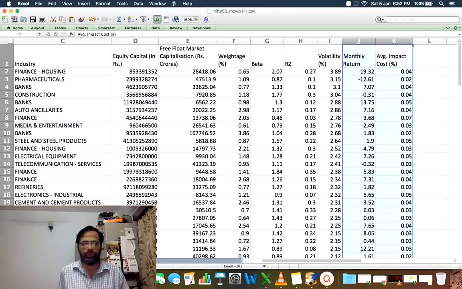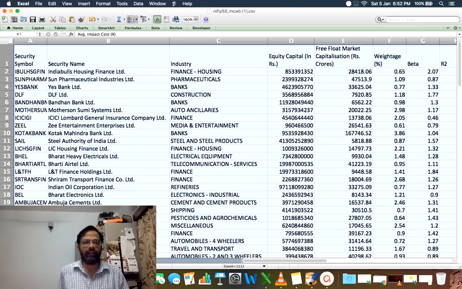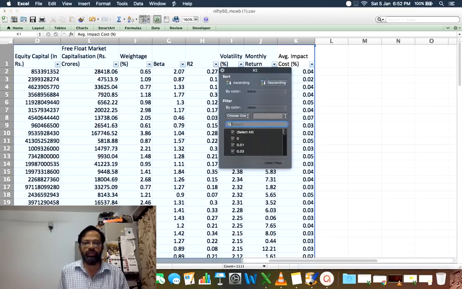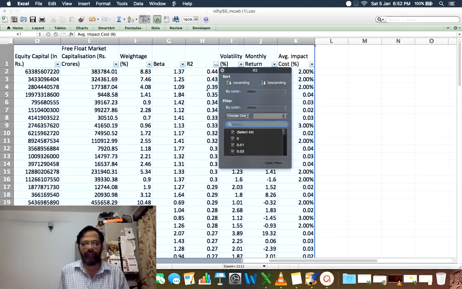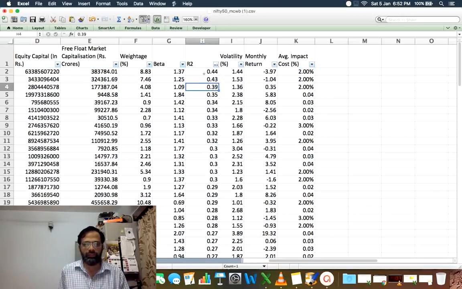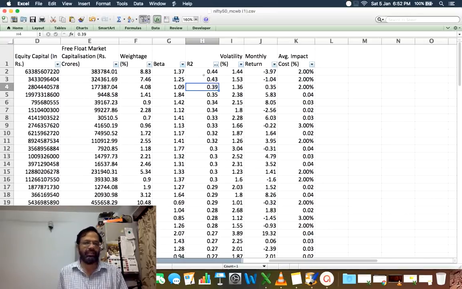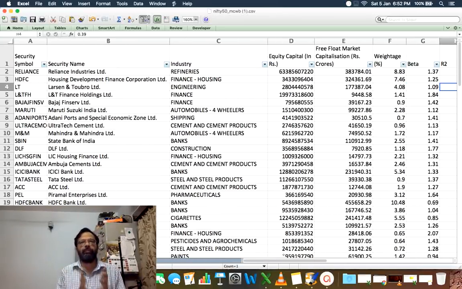So what you can do is take this list and create a data filter. First thing we will do is sort the R2 from high value to low value, so from high correlation with the index to low correlation. Notice that the highest is only about 0.44 or 44%. That's because this is one stock and you're looking at a market capitalization weighted index. So there will not be much correlation.